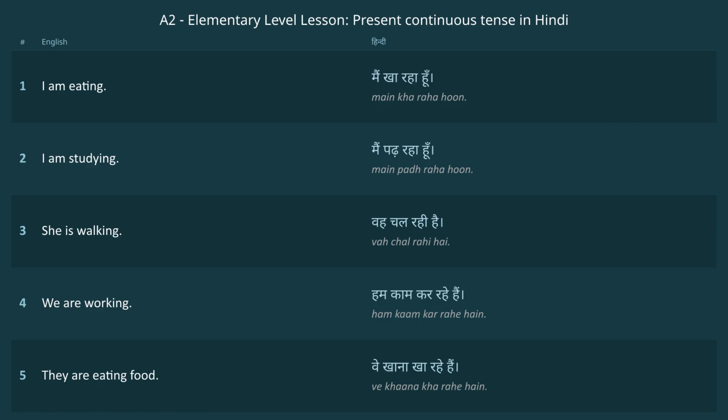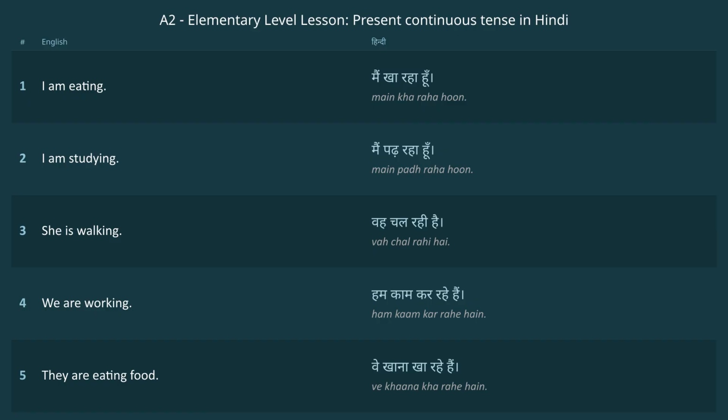Let's make it active. Picture a girl in the park. She is walking. How do you say she is walking in Hindi? वह चल रही है. Good. Chal means walk or move. Very useful little word. If it's a man, you'd say वह चल रहा है.